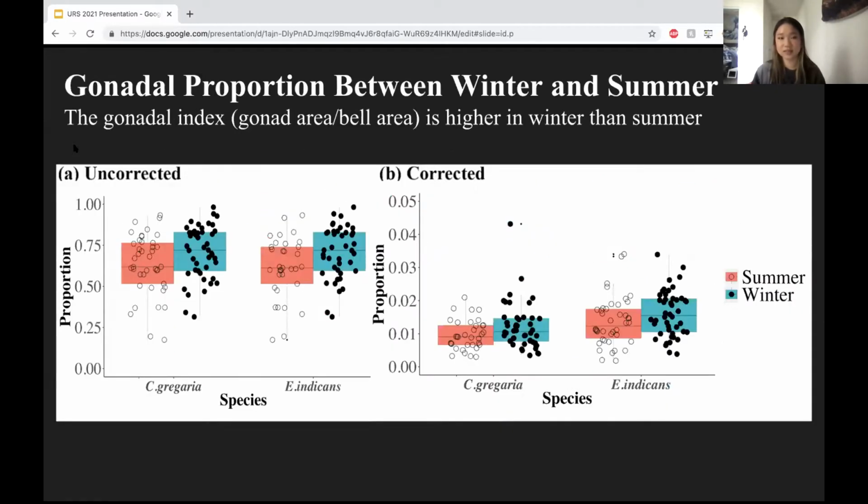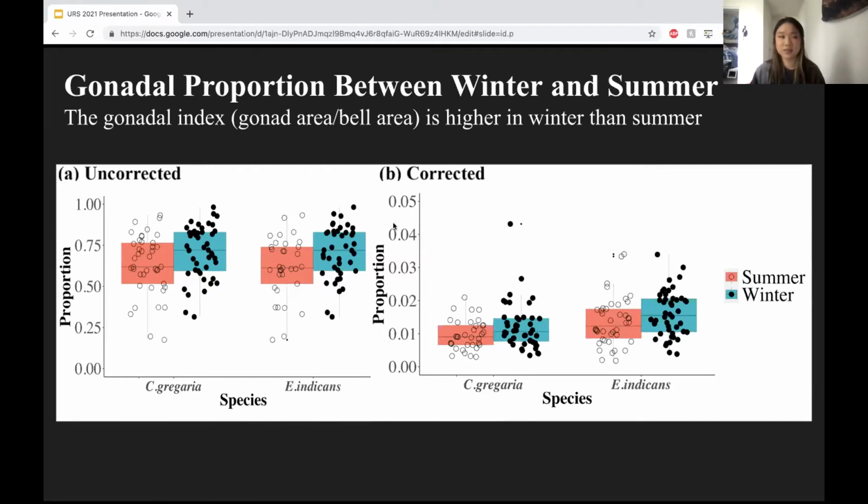So you can see here for the uncorrected data, compared to the corrected data, if you look at the y-axis, the proportions are drastically different. Because once we corrected the factors, the bell grew so much more than the gonads that overall for all the organisms, the live samples, the gonad was smaller in proportion to the bell in the corrected versus the uncorrected.